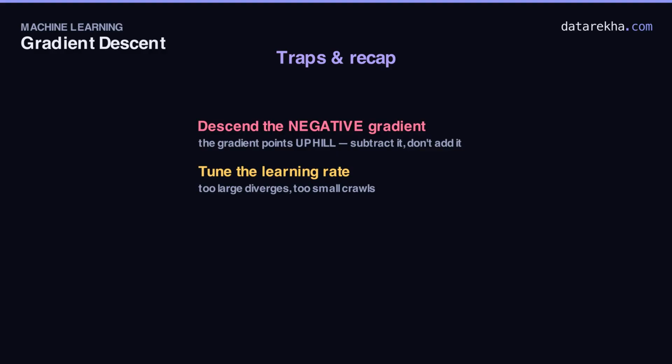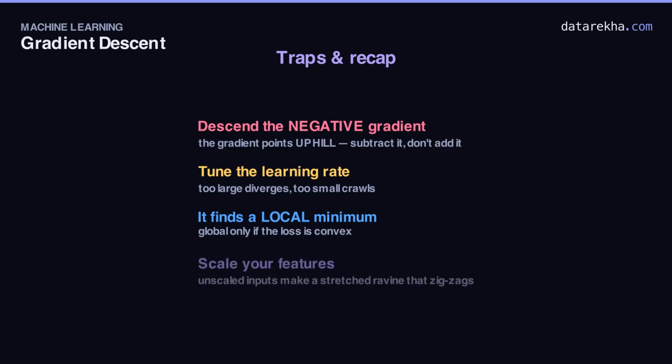There's no universal value. You tune it and you watch the loss to know it's working. Trap 3. Gradient descent reliably reaches a local minimum, but that's the global best only when the surface is convex, a single ball. On a bumpy landscape, it can settle for a shallow valley and miss the deepest one. Trap 4. If your features live on wildly different scales, the ball stretches into a long, thin ravine and descent bounces across it, zigzagging instead of heading down. Scaling the inputs rounds the ball and lets it flow straight to the bottom.